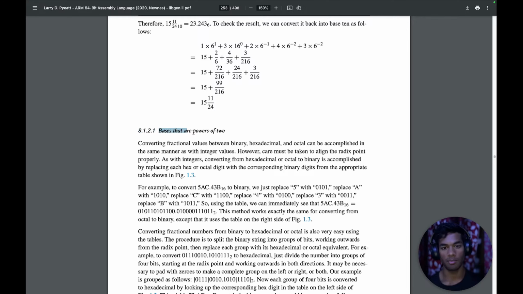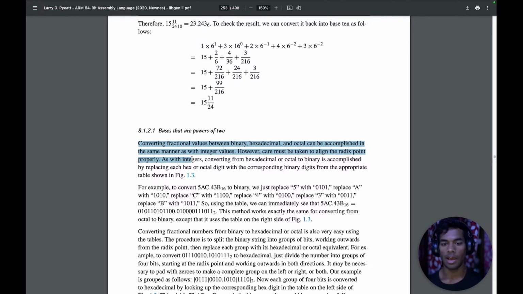8.1.2.1. Bases that are powers of 2, can we convert them directly? Converting fractional values between binary, hexadecimal, and octal can be accomplished in the same manner as with integer values. However, care must be taken to align the radix point properly.